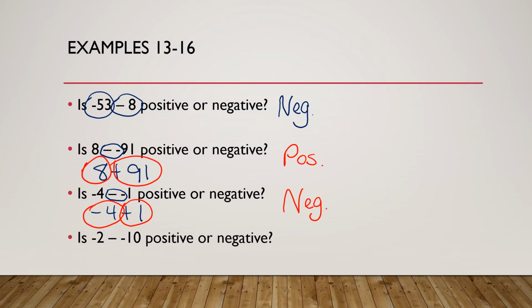Okay, in this last one, we have socks again because those two signs are beside each other. So we're going to rewrite that as -2 plus 10. And you need to ask yourself, do you have more of your negative number or more of your positive number? And you have more of your positive number, which will give you a positive answer.